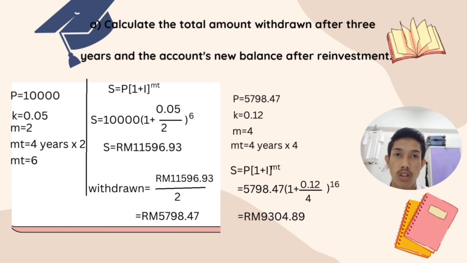Next is to calculate the new reinvestment. So future value is equal to 5,798 ringgit and 47 cents, in bracket 1 plus 0.12 divided by 4 power of 16. The final answer to the account's new balance after reinvestment is 9,304 ringgit and 84 cents.